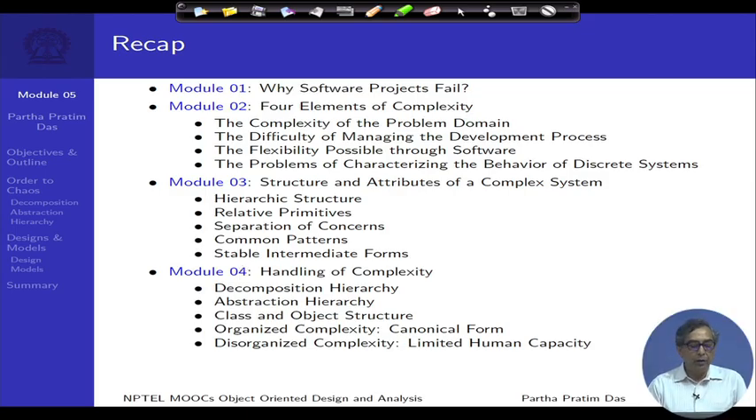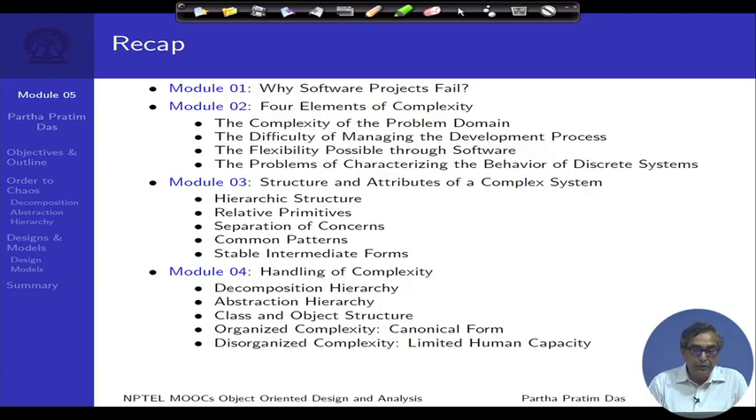far in the course. Initially, we talked about why software projects failed and identified that software projects are inherently complex, and there are 4 primary elements of complexity coming from the problem domain, the difficulty of managing development processes, the flexibility and the problems due to the discrete system structure of the software systems.